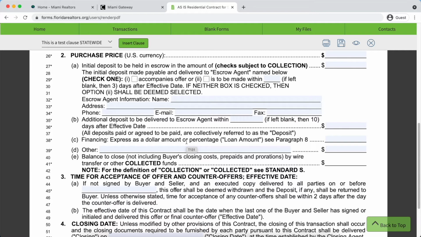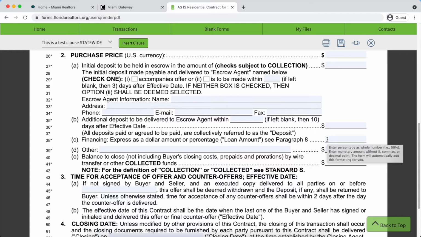On line B, there's where you have an opportunity to put an additional deposit. Now, what I usually do with this additional deposit is if my inspection period is 10 days, then I'll leave it blank. And if we're going to put a second deposit, then we'll add the second deposit at the 10 days. But if my inspection period is 15 days, then I'll change that to 15 simply because I want to make sure my client's passed inspection and has agreed to move forward with the purchase before he puts his second deposit.